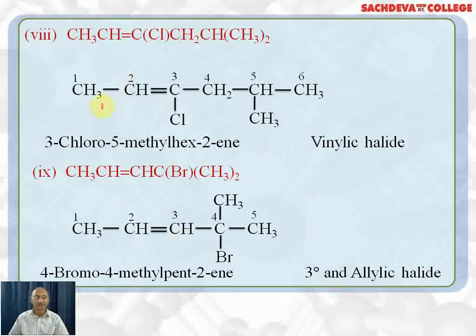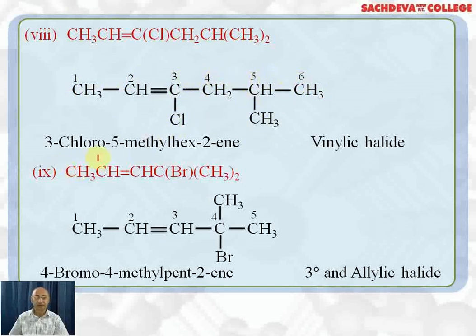Next question. Here we have got a double bond. CH3 is here, CH here, double bond here. This carbon is attached to Cl, this carbon is attached to Cl. CH2 is here, CH is here, CH3 twice you will expand, CH3 here, CH3 here. Now start counting from this side because the double bond must get preference. First, second, third, fourth, fifth, sixth.